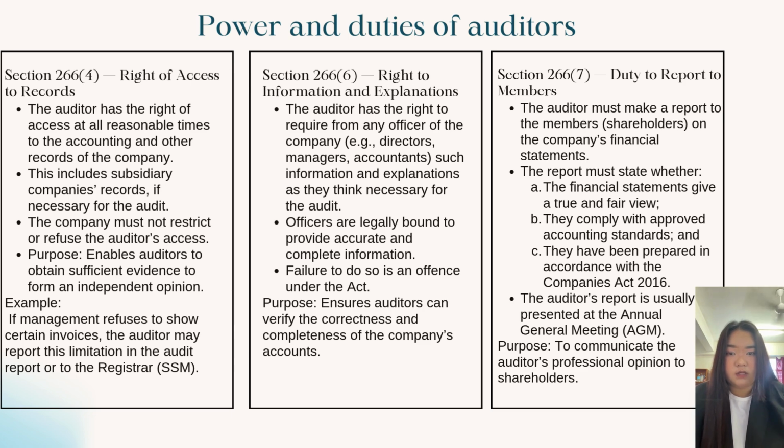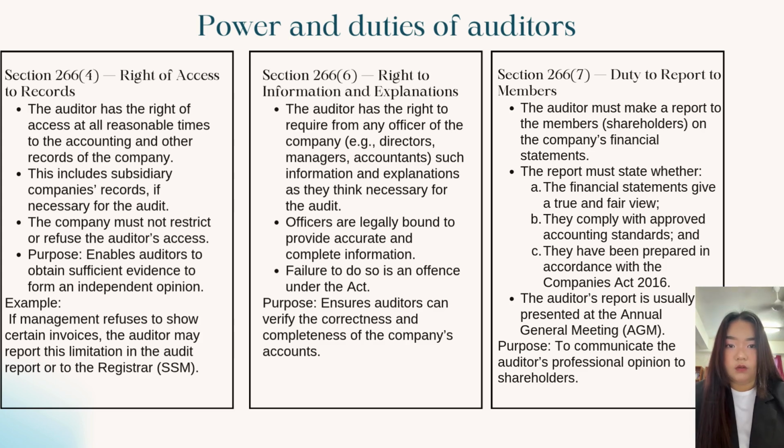Number one is right of access to record under Section 266, subsection 4. The auditor must be able to see all the company's books and records at any reasonable time. The main purpose is to let the auditor gather all the necessary facts and figures, the sufficient evidence, so they can form an independent and professional opinion about the company's financial health. If the management tries to stop the auditor from seeing documents, the auditor has the power to report this limitation to the shareholders or the regulator, SSM.